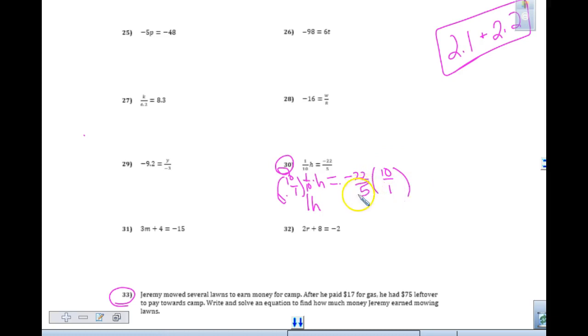Now for me, I like simplifying my fractions right away. If I don't have to use my calculator, I love it. So 5 goes into 10 twice, and negative 22 times 2 gives me a negative 44. Now, it did say up above to solve and check. So what do I write for my property over here? Well, what did I do on both sides? This would be the multiplication property of equality.